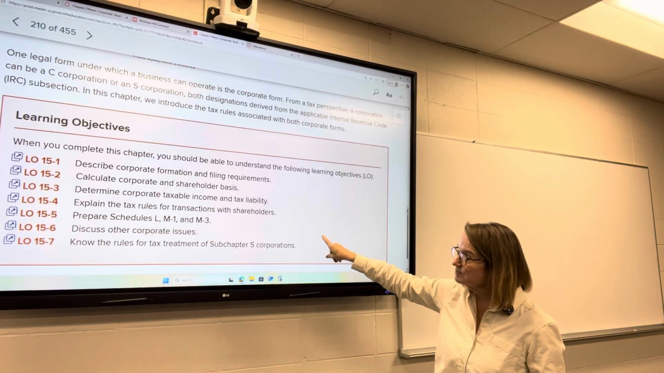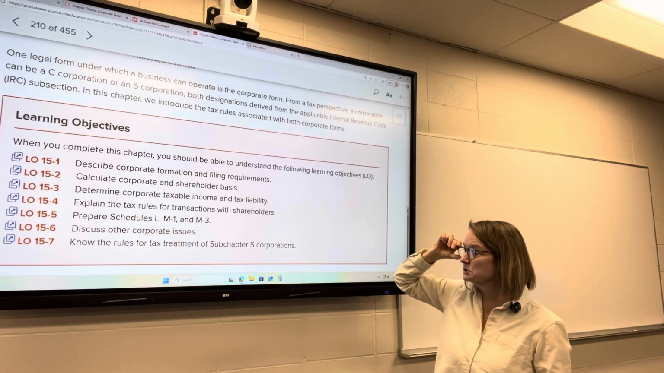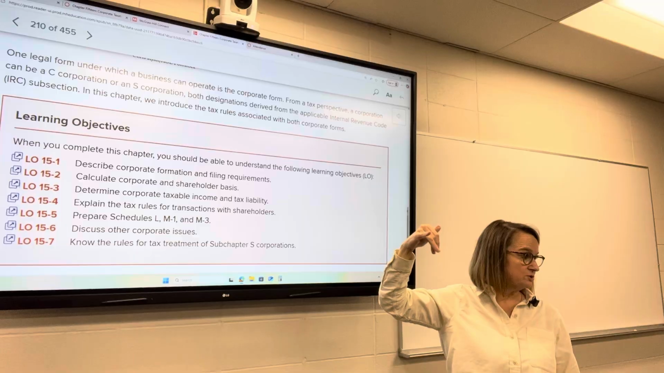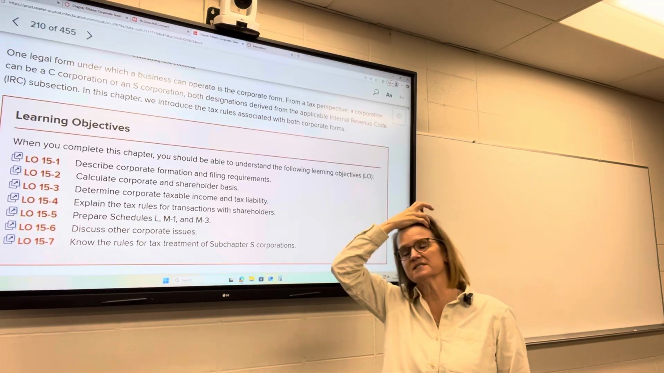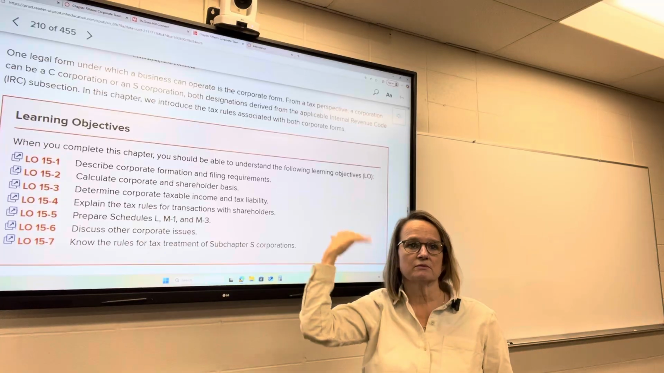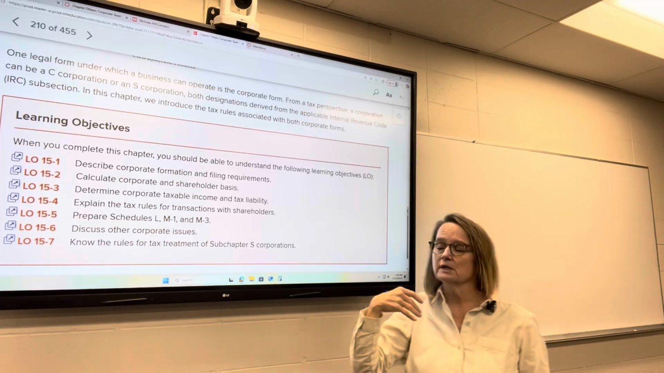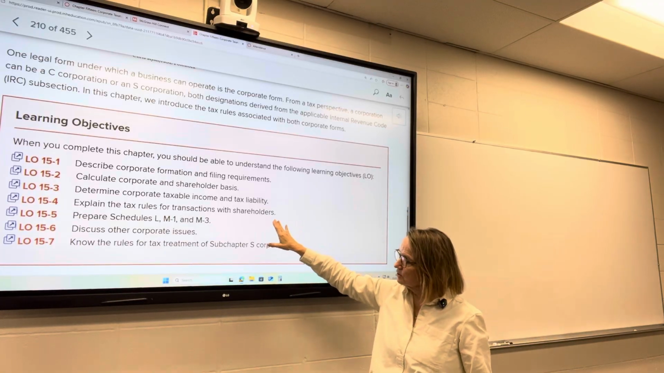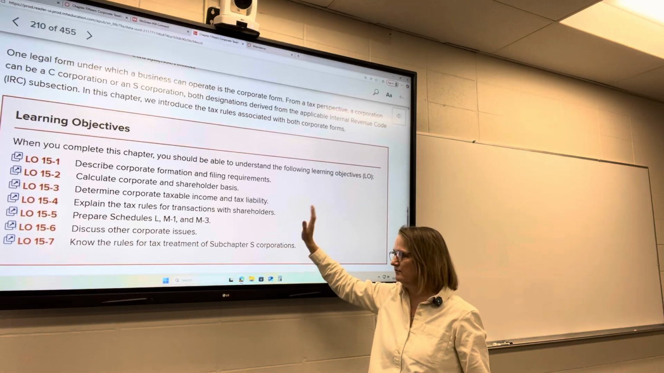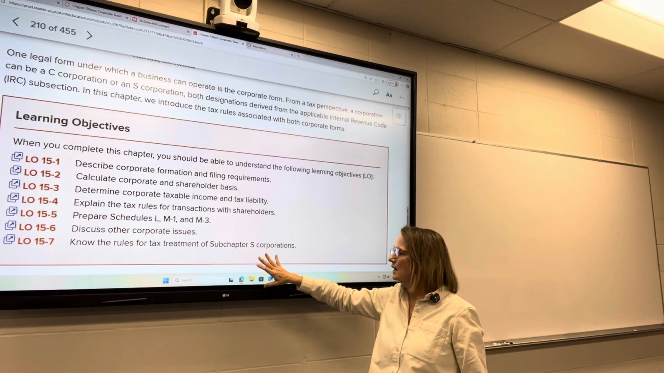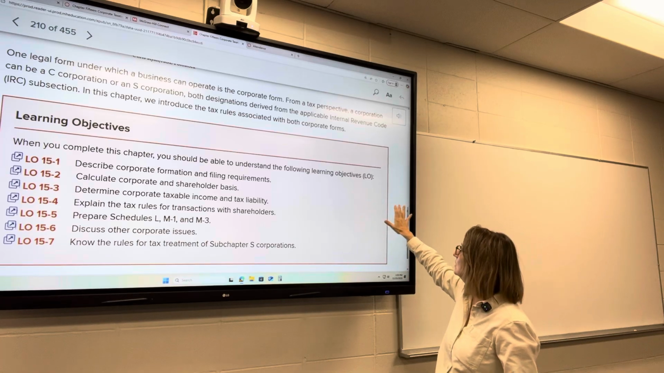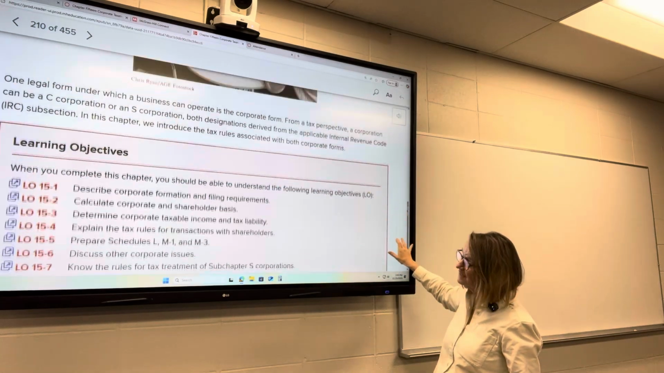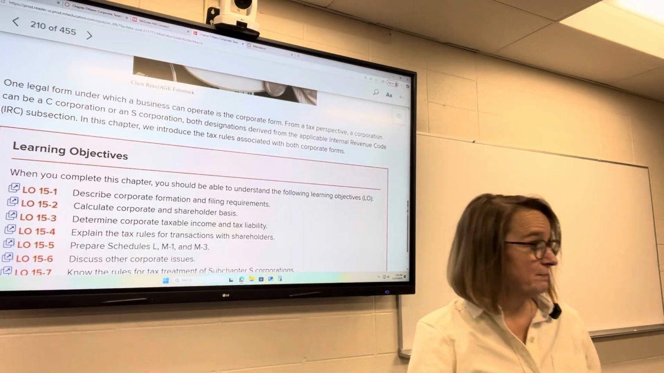But that's probably the area that students really struggle with in this chapter, is figuring that out, because it kind of requires you to step back and really think some things through. But we're going to go through that. I don't even remember what the other corporate issues is. And then we'll finish up by talking about those S corporations. So that's what we're doing in this last chapter here.